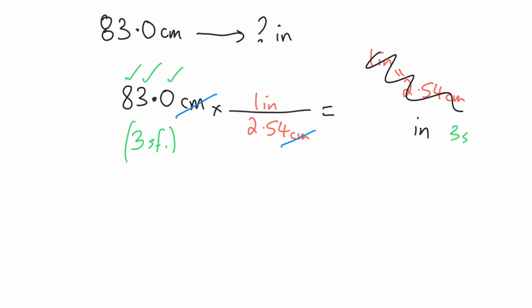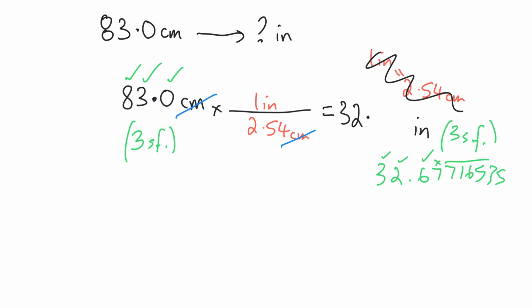So at the end of the problem, I need 3 significant figures. My calculator says 32.677165535. A whole bunch of nonsense like that. So I'm going to keep the 3, the 2, the 6. I'm going to remove that 7 and everything that comes after it. So that is going to be 32 point, I'm removing a 7, so that means I round up the number next to it. So a 6 rounds up to a 7. That would be 32.7 inches to 3 significant figures. Hey, well done. You did a great job there.